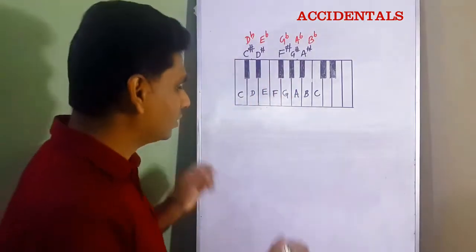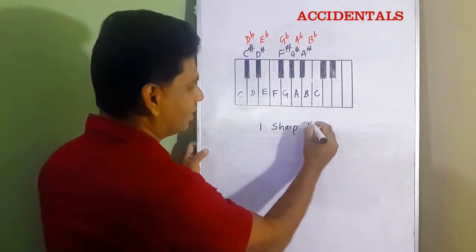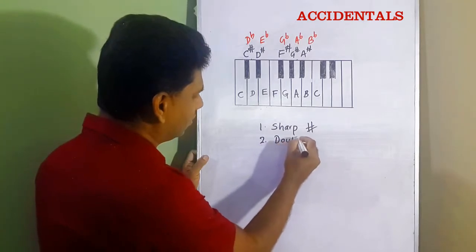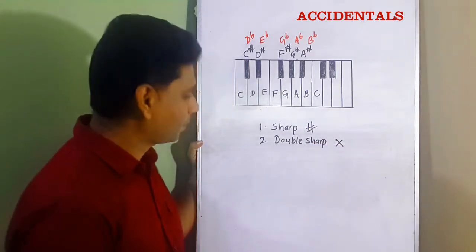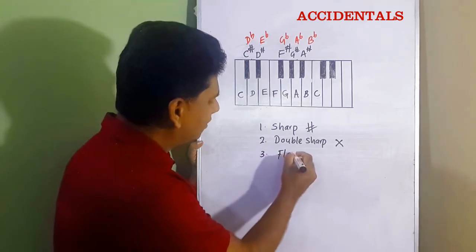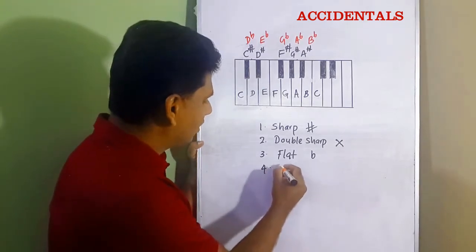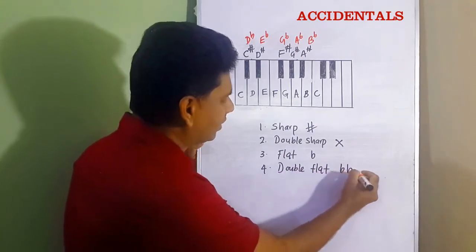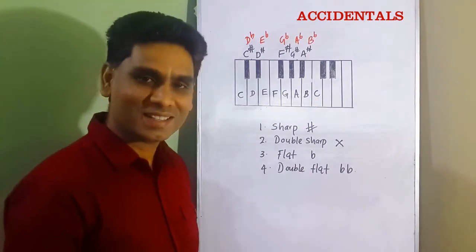Basically, there are four common accidentals. One is sharp. The symbol looks like this. The second one is double sharp. The symbol looks like this. The third one is flat. It looks like this. The fourth one is double flat. It looks like this. Now we are going to learn them one by one separately.